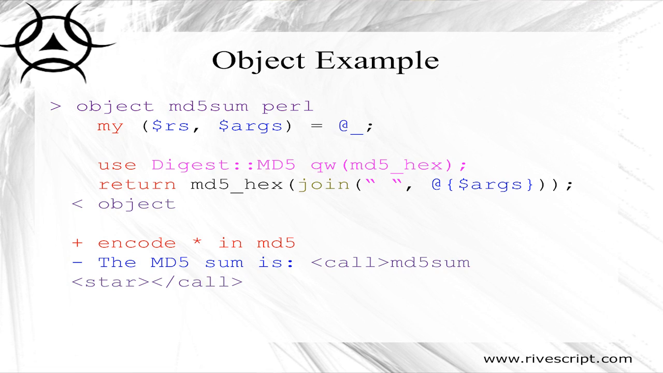Here's a pretty simple example. You could have a trigger where you can ask the bot to encode something for you as an MD5 hash. And so you have the object tag there, and then some Perl code in there. And then to call it, you just use the call tag by name, give it the star, and it will run that code and return the MD5 hash.